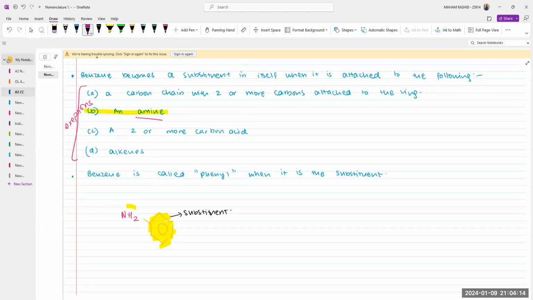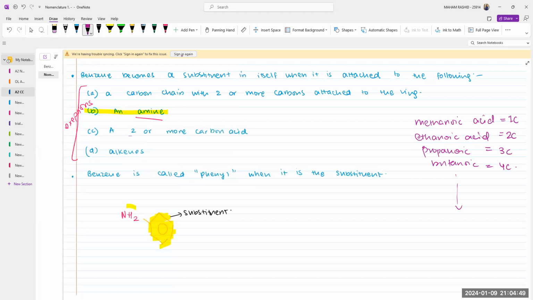Another case is a two or more carbon acid. This could be, for example, I have an acid. So a two or more carbon acid can be any acid after ethanoic acid. Ethanoic acid, propanoic acid, butanoic acid, and so on. So there's methanoic acid, there's ethanoic, propanoic, butanoic, and so on. Methanoic acid has one carbon, this has two carbons, this has three carbons, and this has four carbons.